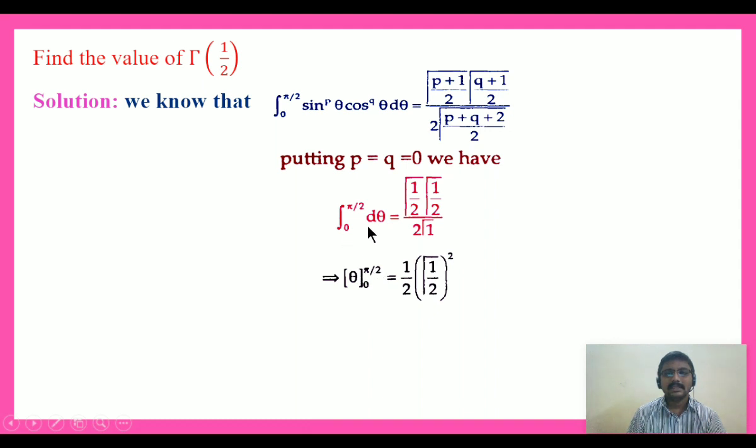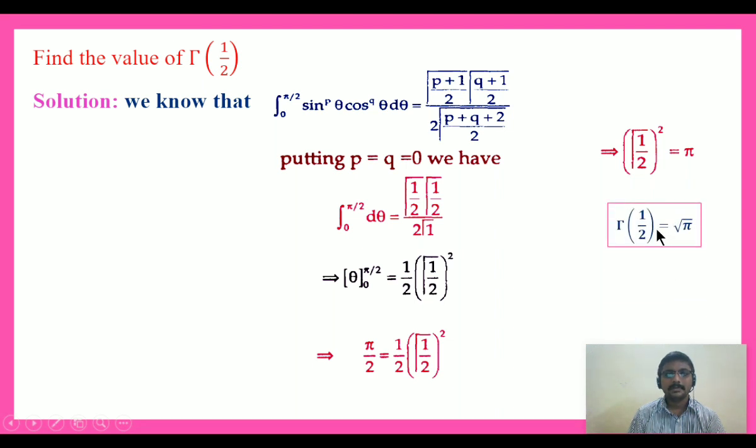Now integral of 1 d theta is theta, limits 0 to pi by 2. Gamma half into gamma half is gamma half whole square, and the 1 by 2 is reversed here, thus we will have half. Substituting upper limit and lower limit as 0, that is pi by 2 equals half into gamma half whole square, which implies that gamma half whole square is pi. Hence we will have gamma half is root pi. So simple proof, just we have to remember this formula, putting p equal to 0 and q equal to 0.